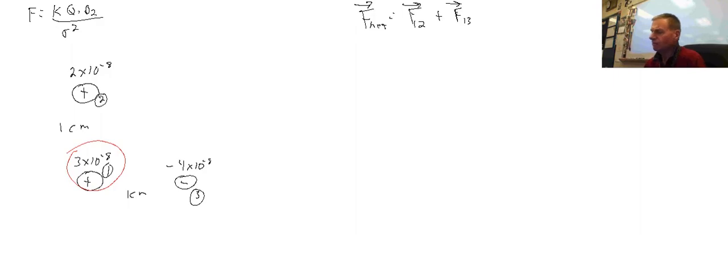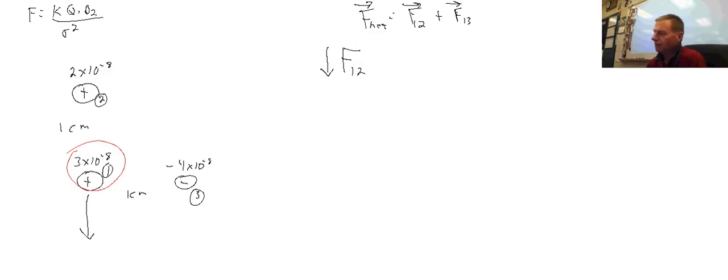And we have to remember that we have to add these as vectors. If I look at 1 and 2 here, what's the direction of the force on 1 going to be? Well, we have a force on 1 due to 2. 1 and 2 are both positive charges, so which way is 1 going to want to go? It's going to get pushed in that direction. So the force is going to be down.